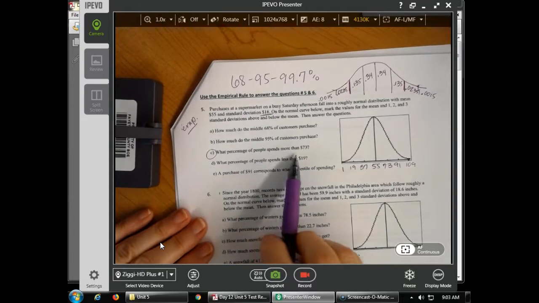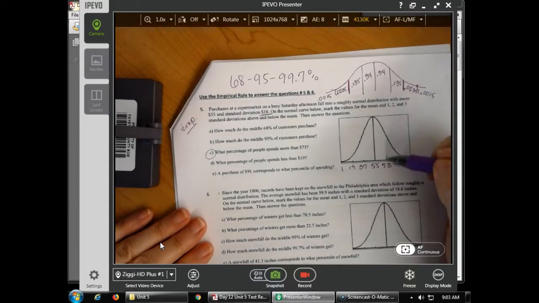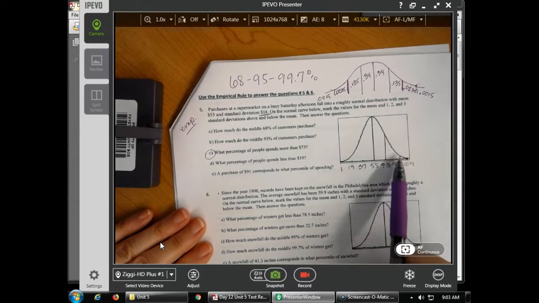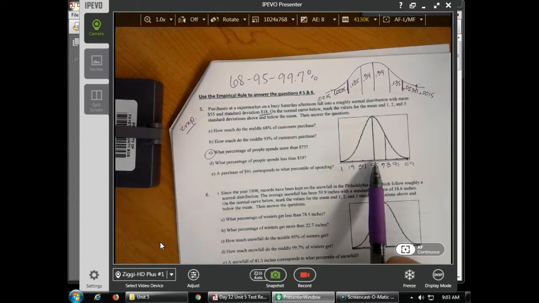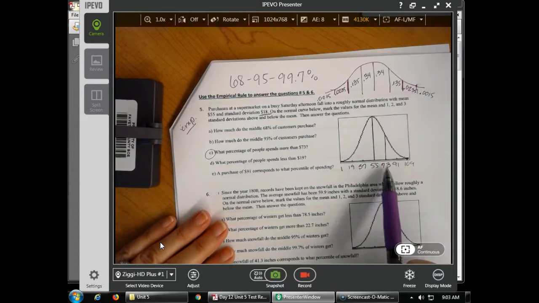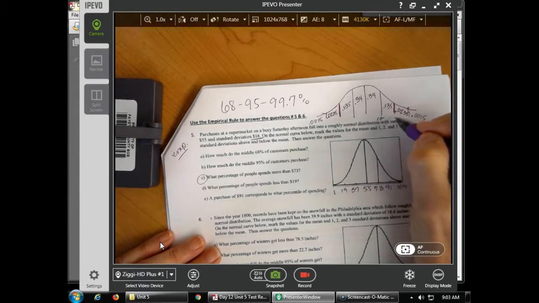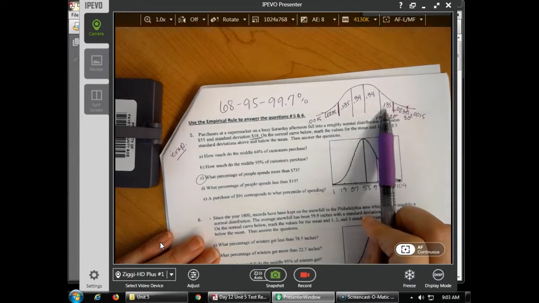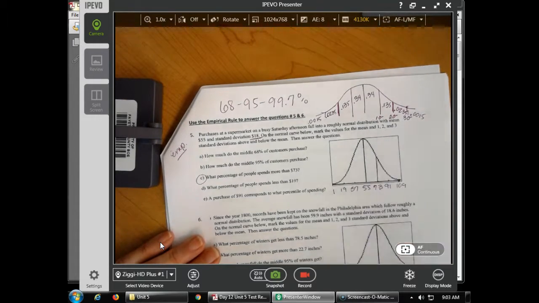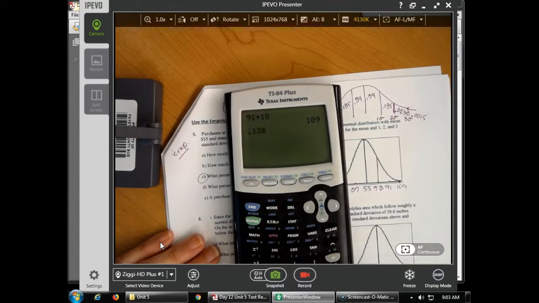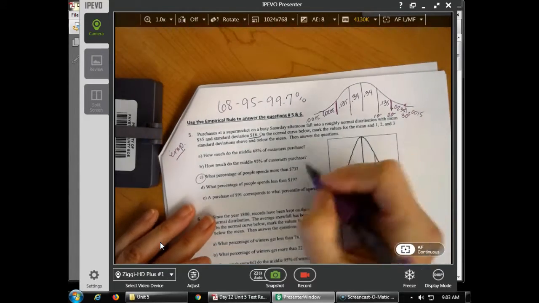Now, these little slices are what I was talking about up here. So what percent of the people spends more than $73? So 73 is right here. Basically it's going to be these 3 slices. This is a good way to think about it. 73 is 1 standard deviation above the mean, which is right here. This is 1, this is 2, and this is 3. So it's going to be this slice, and that slice. So it's going to be 0.135 plus 0.0235 plus 0.0015, and that should give you 16%.